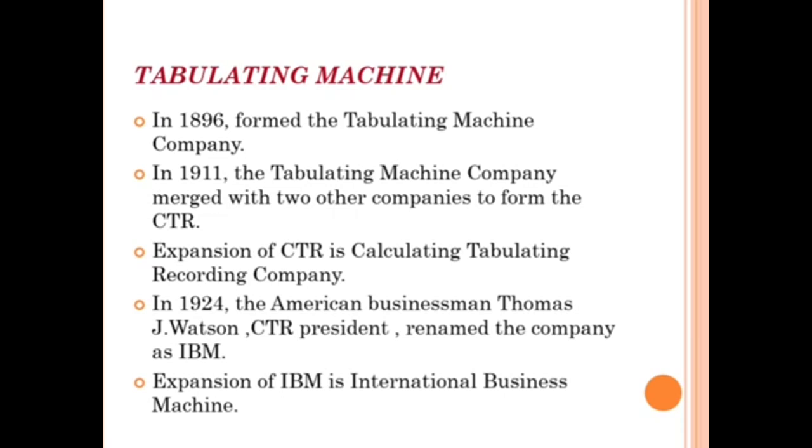Then in 1924, the American businessman Thomas J. Watson, CTR president, renamed the company as IBM. So first they formed it as Tabulating Machine. Then in 1911 they changed it to CTR, that is Calculating, Tabulating, Recording. Then in 1924 they changed it to IBM. The expansion of IBM is International Business Machine. So earlier they called it Tabulating Machine Company, then Calculating, Tabulating, Recording company, then they renamed it International Business Machine. Now we call it IBM.